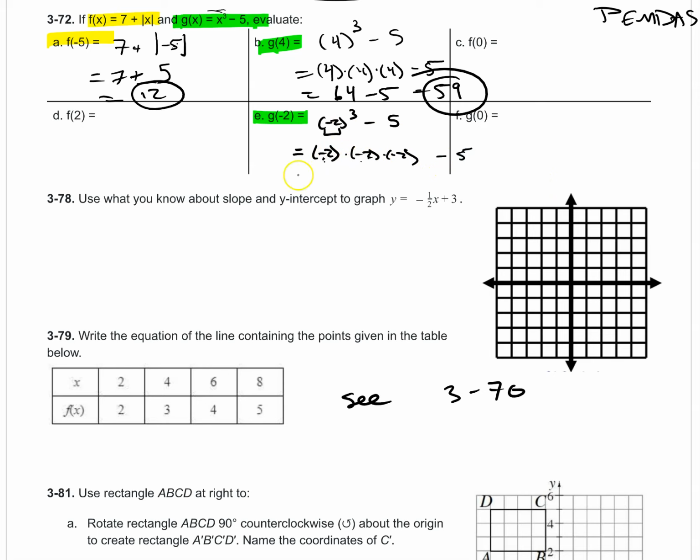Now, -2 times -2, that's a positive 4. But we've got to multiply it by another negative, a triple negative. A double negative is positive, but a triple negative, in the end, comes out negative. So -2 times -2 times -2 is just -8, subtract 5, and that's equal to -13.